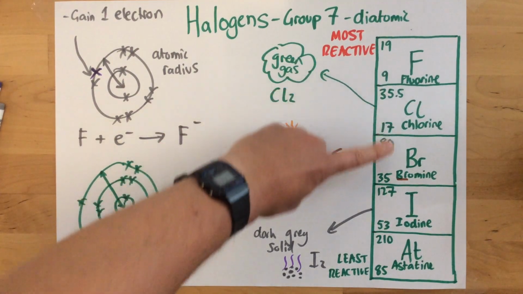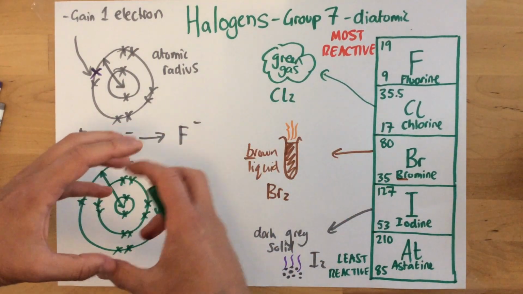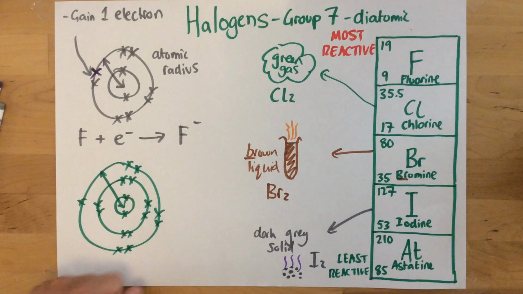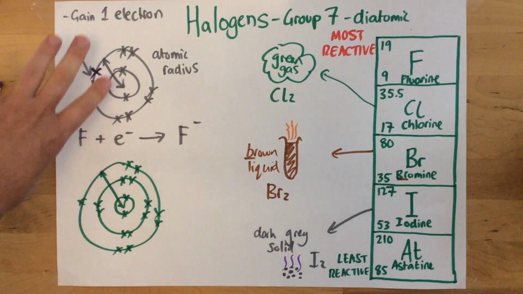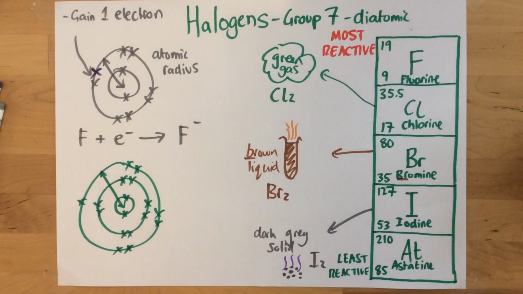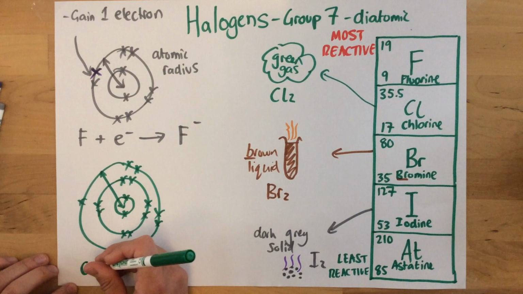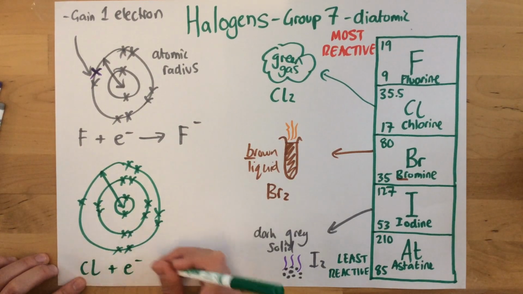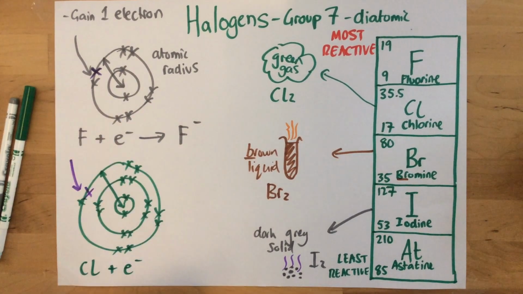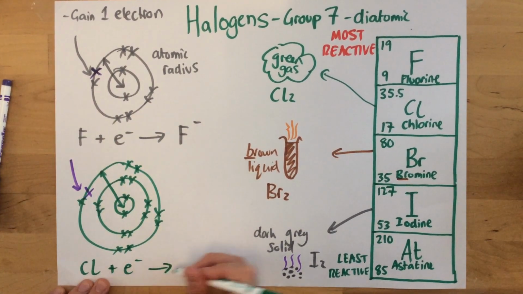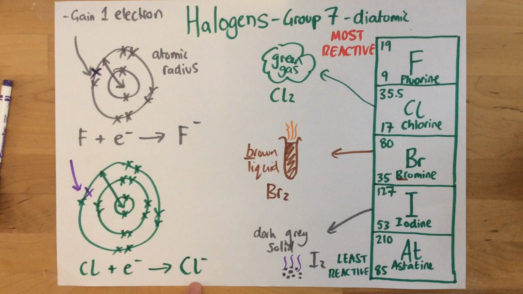So as you go down the group and the atomic radius gets bigger and bigger and bigger, there's less and less attraction on these nearby electrons. Therefore, it becomes less and less reactive. Finally, just to show that, this time we have chlorine gaining an electron. If it was to gain an electron, we would now have Cl- ion. And that is the introduction to halogens.